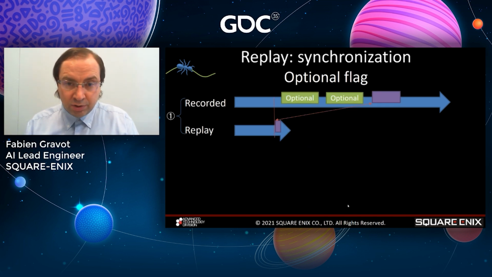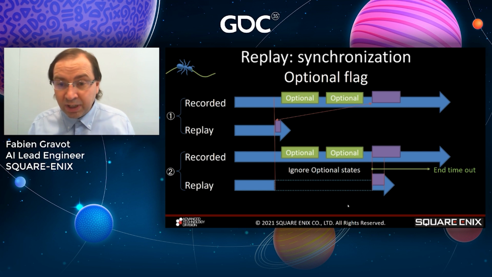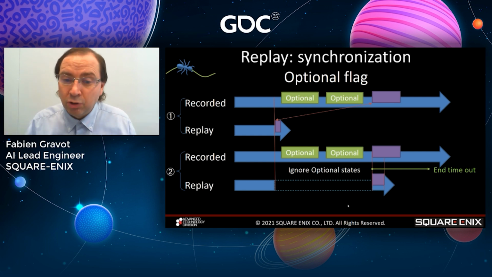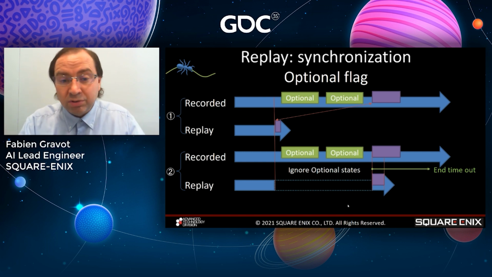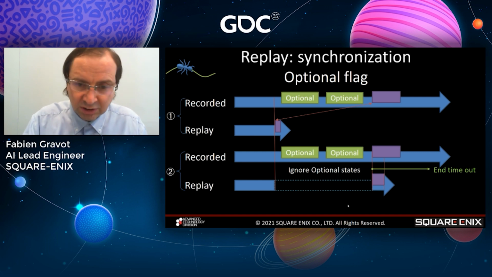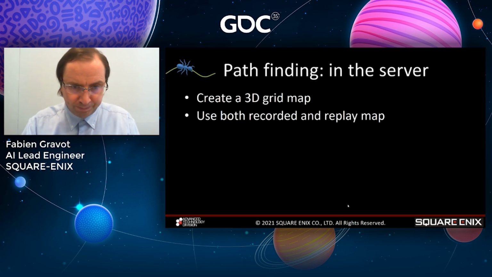We can also have an optional flag, which is very simple. We try to replay. If we get a game state that is found in the future after some optional ones, we just skip them. So typically, optional flags can be tutorials that can happen only the first time, for example, or other game states.